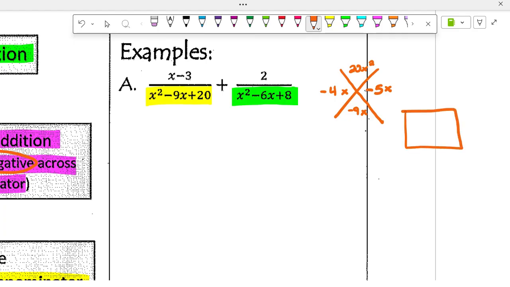Set up my reverse box. We have x squared, 20, negative 5x, negative 4x. What's the GCF of my first row? x. Second row, negative 4. First column, x. First row, negative 5. So I have x minus 3 in my numerator. In the denominator, I have x minus 4, x minus 5.